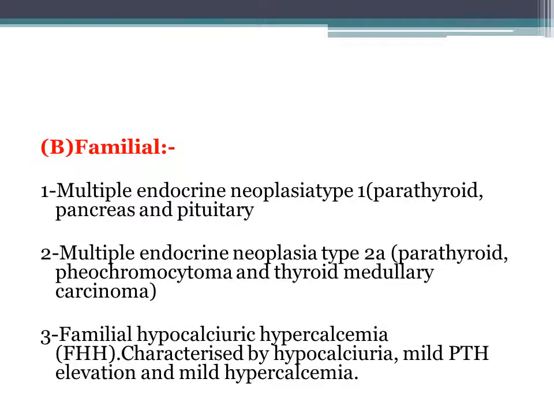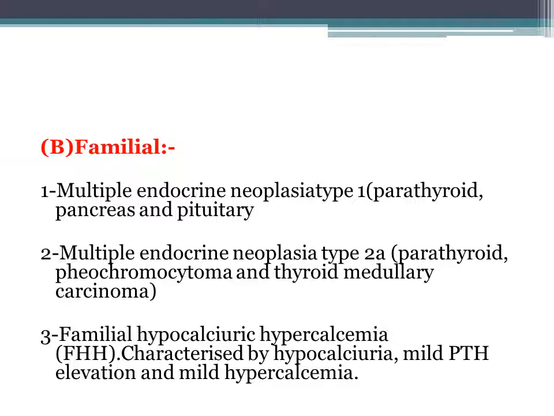Second, familial. Hyperparathyroidism may be familial, like multiple endocrine neoplasia type 1, called MEN 1, which also includes pancreas and pituitary neoplasms, or multiple endocrine neoplasia type 2A, which also includes pheochromocytoma and thyroid medullary carcinoma.